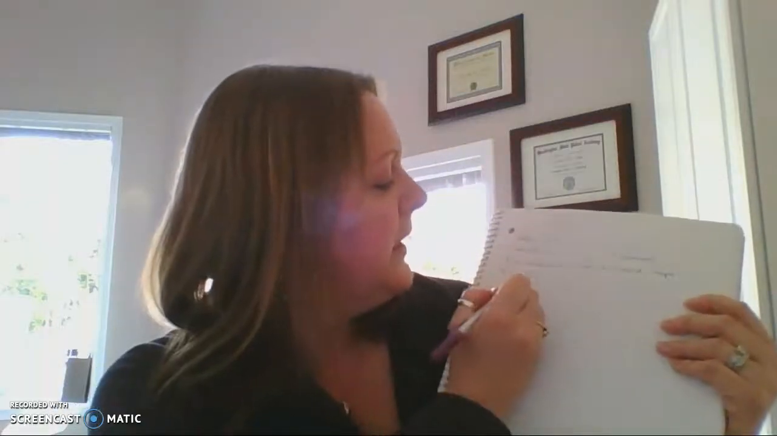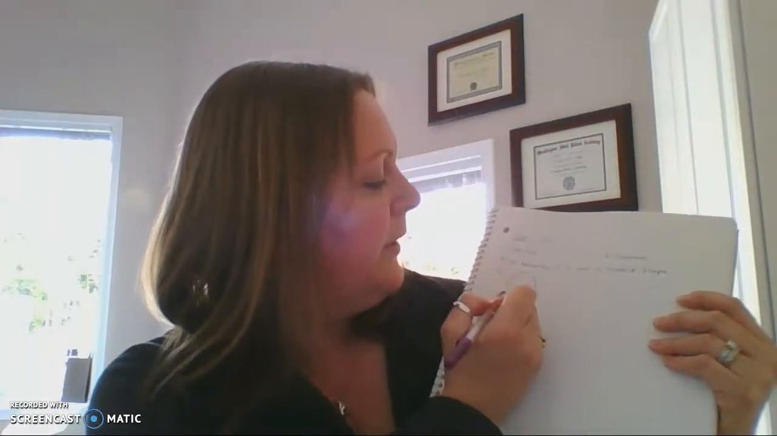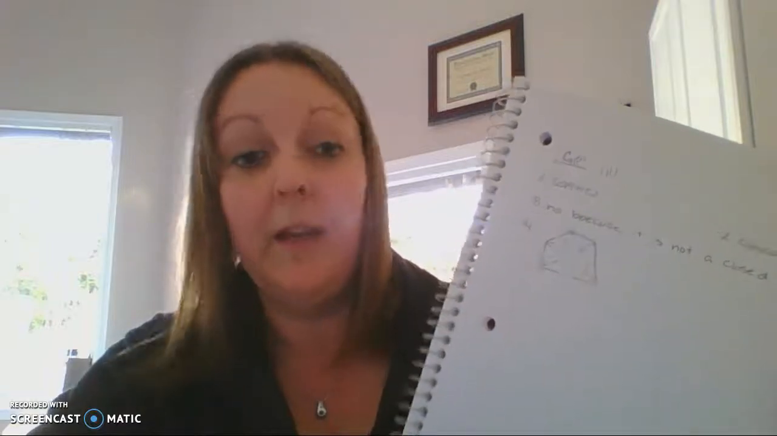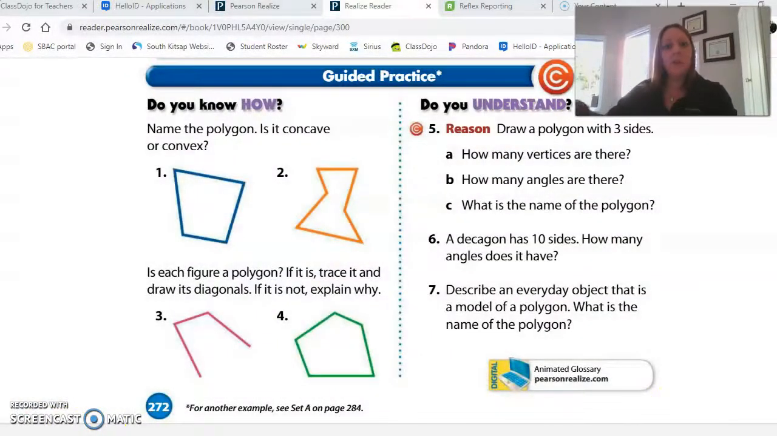Now this one here is connected and connected, and I've already drawn the diagonal, so now I just have to draw the diagonal to that corner. And there I have 5 diagonals in my 5-sided shape, which is also called a pentagon. Good job. So now I'm going to go back to my guided practice, and I'm going to do number 5.